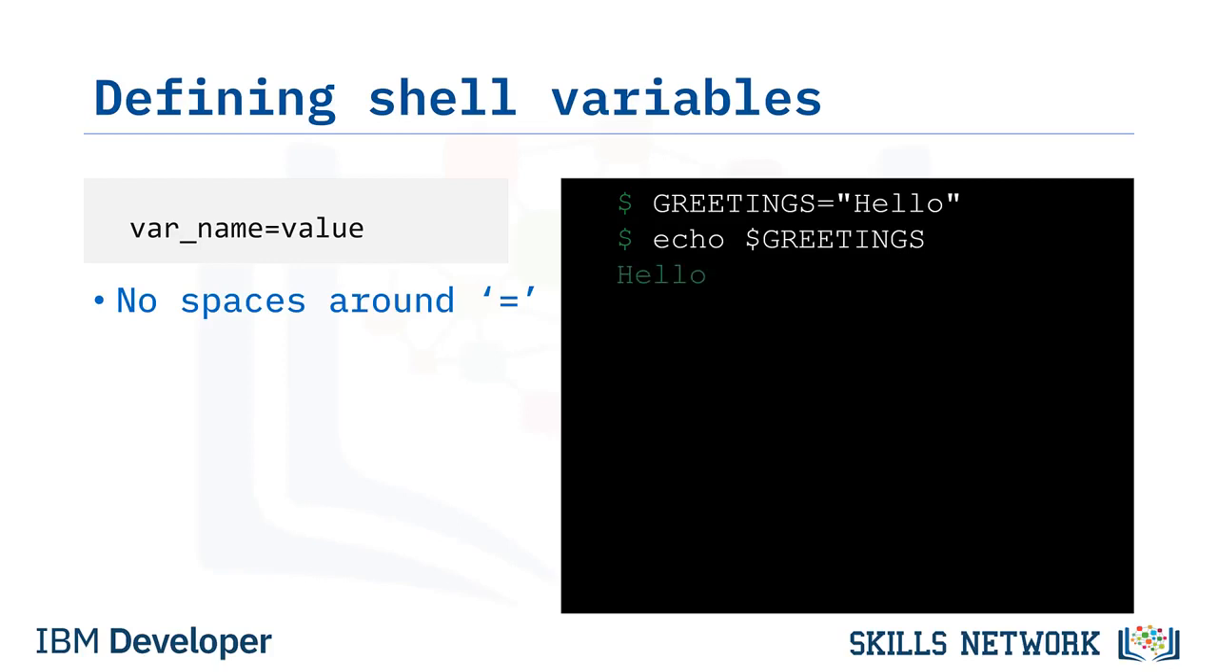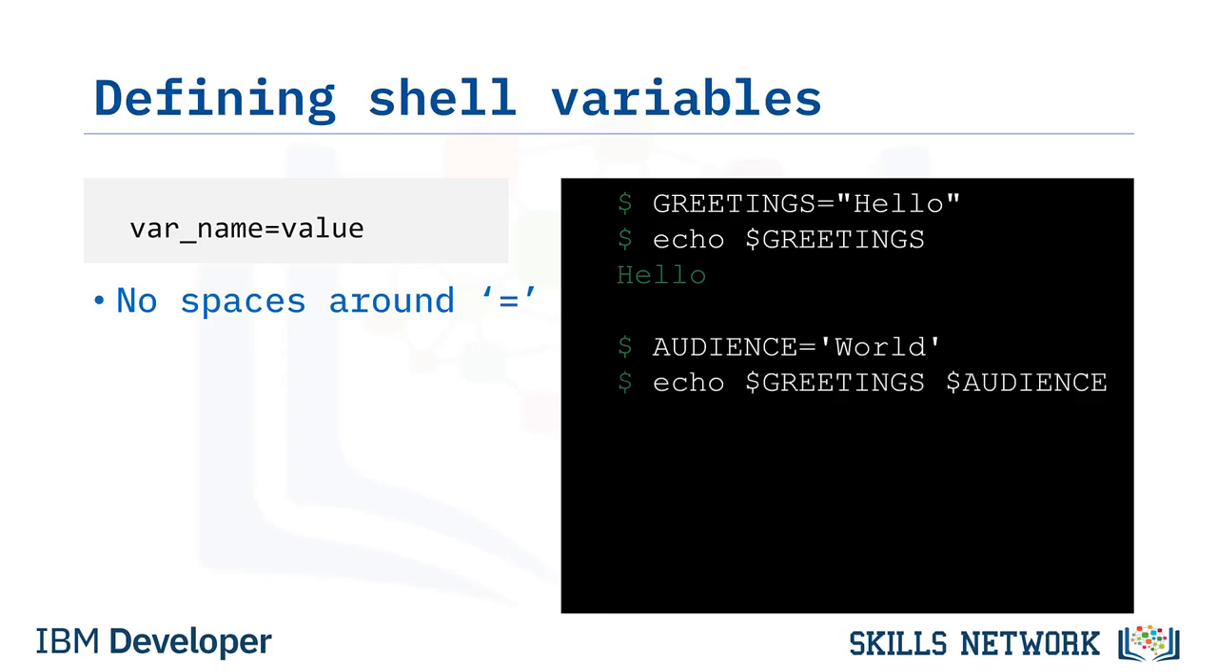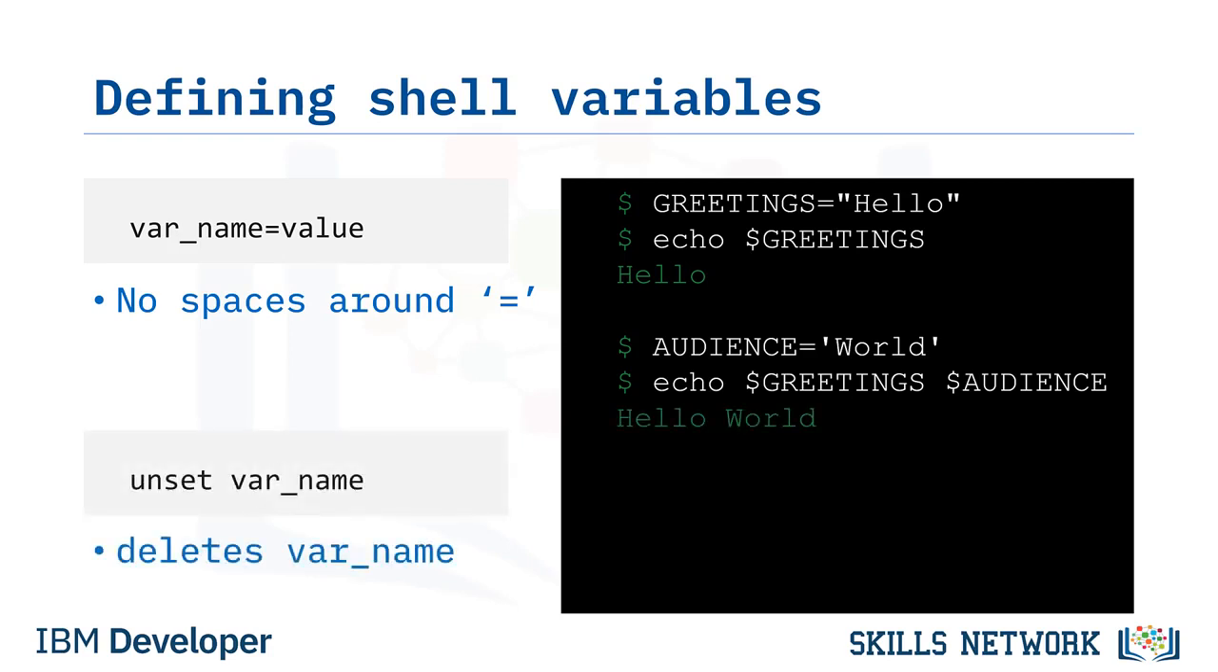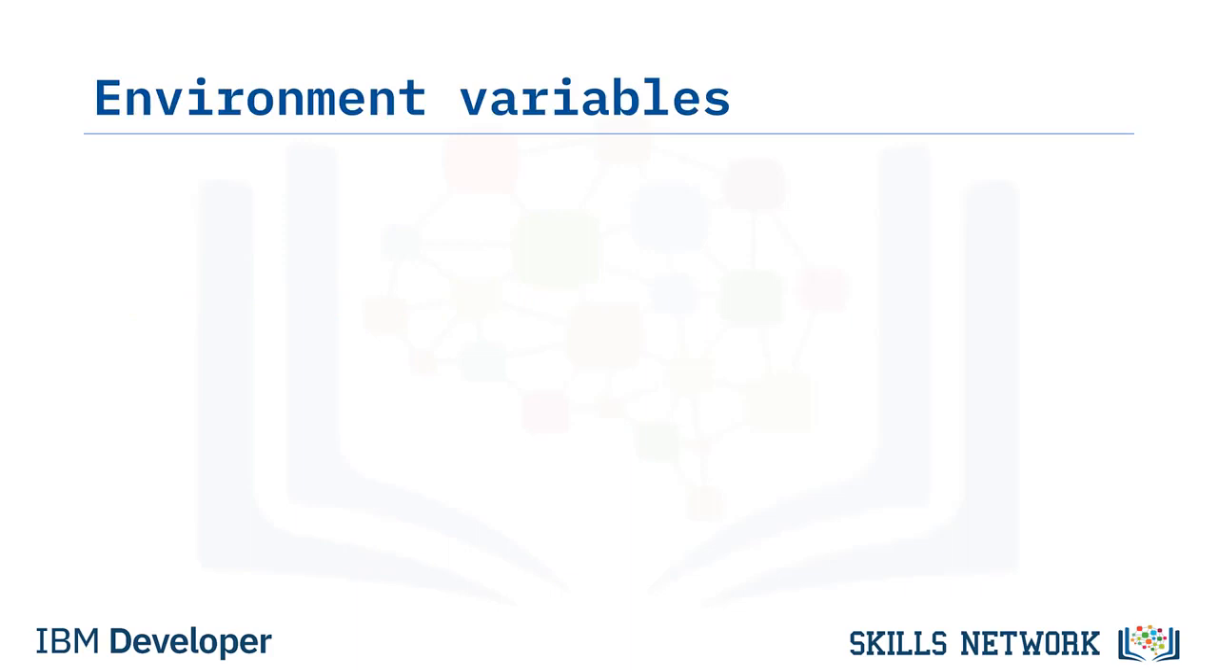You can display multiple variables as well. Let's define another variable, audience, with the value world. Then, echoing both variables back returns hello world. To clear a variable, use the unset command. For example, unset audience deletes the variable audience.